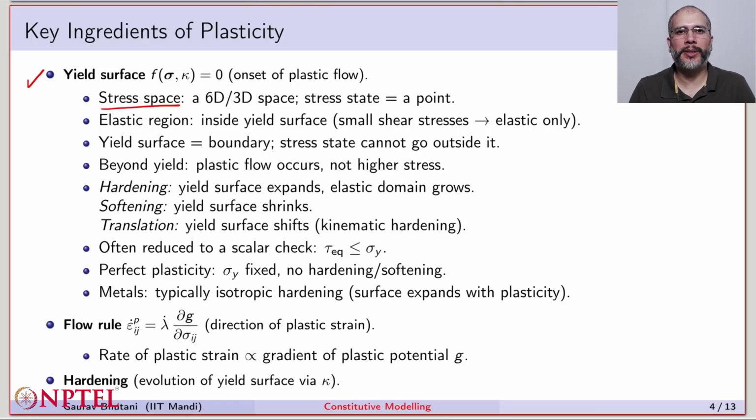This is not our 3D Cartesian space where we have x1, x2, x3 coordinates. It is a space with 6 independent coordinates. Think of the stress tensor. The stress tensor has 9 components, but because of symmetry, it has 6 independent components. So if you were to represent the state of stress as a point, you would require 6-dimensional space. This space is called a stress space.